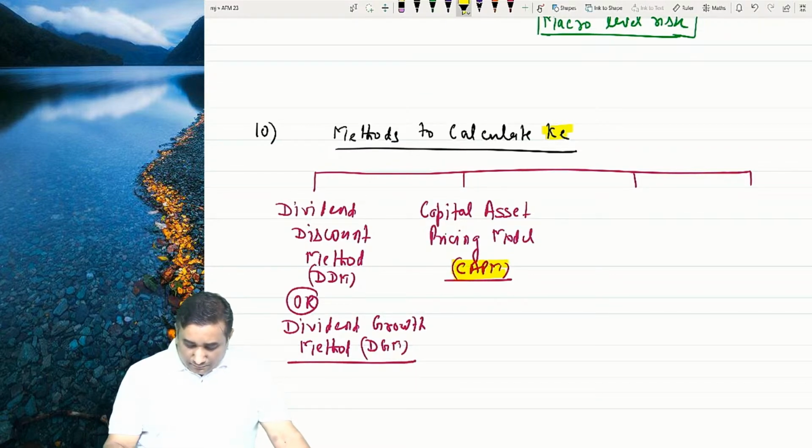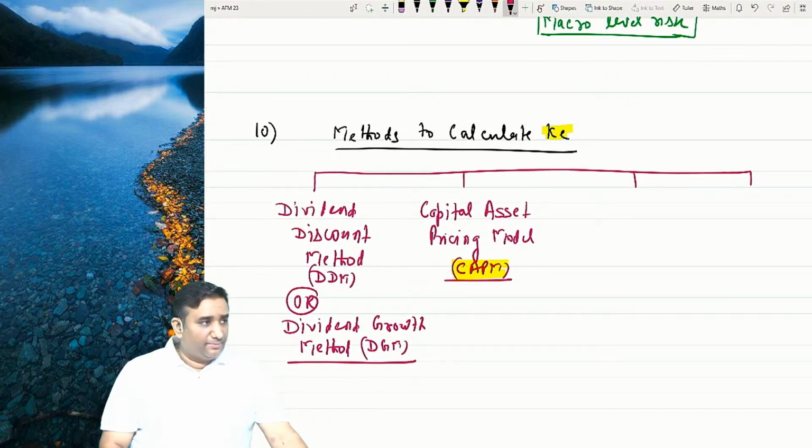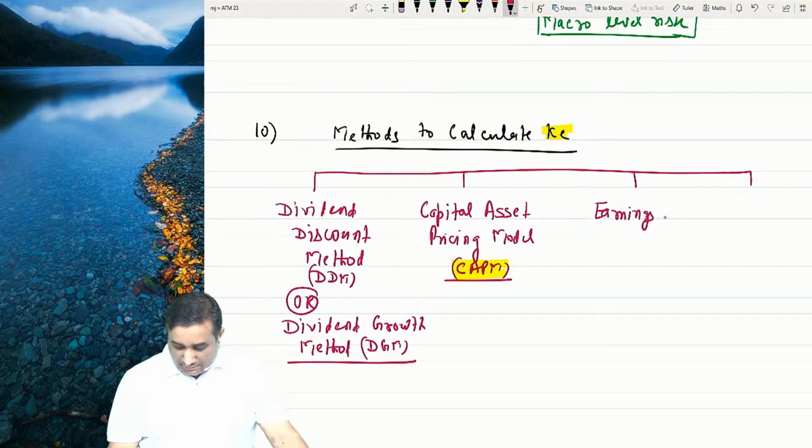The K. Any other method you remember? We'll put down a small formula. The way we have based on dividend, it can be on the earnings yield basis also. Earning yield. Now the moment I write earning yield, my formula becomes: yield is with respect to what? Price. So it will be EPS divided by price into 100.